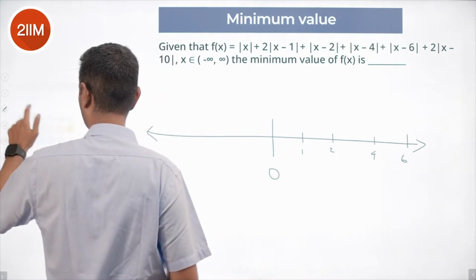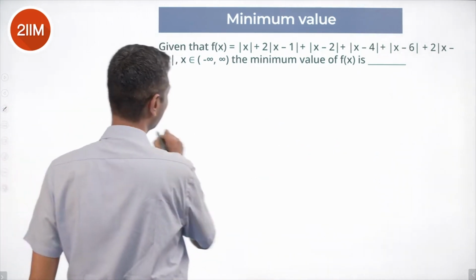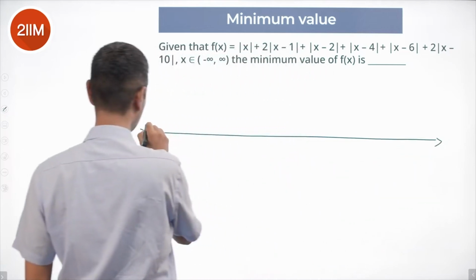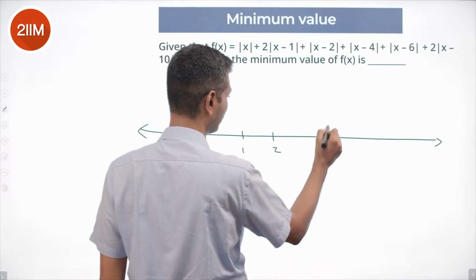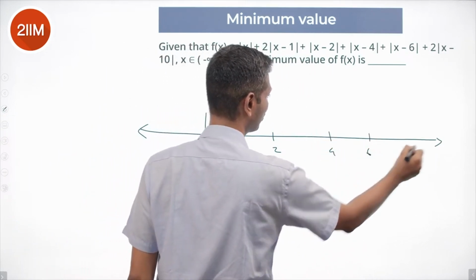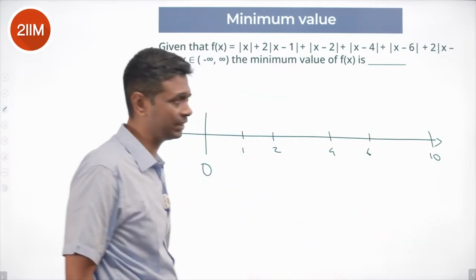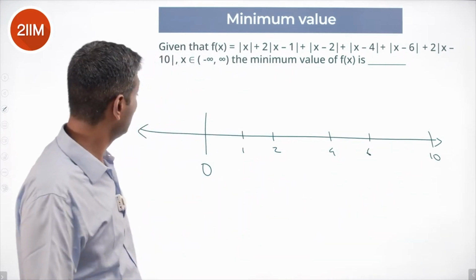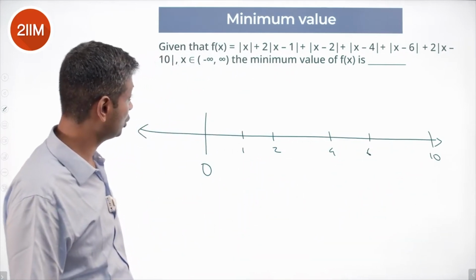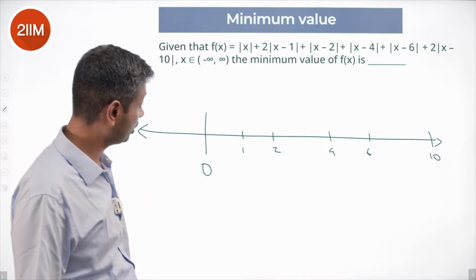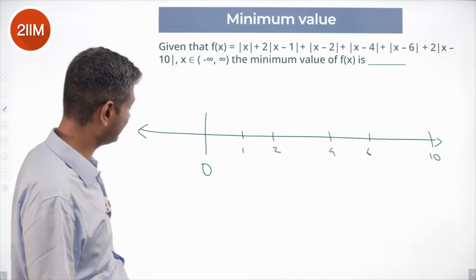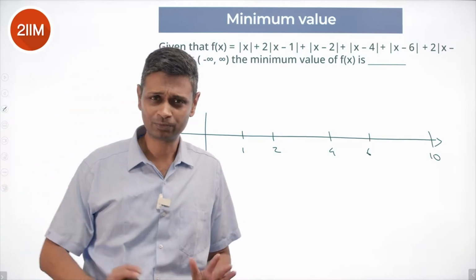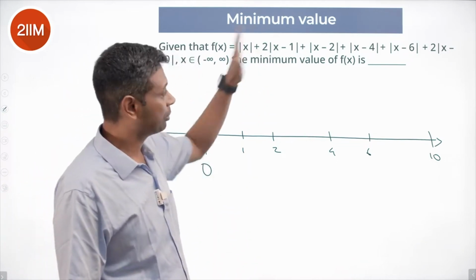So I'm going to erase everything, restart. I thought there was some x plus as well. I'm going to put 0 here. This 1, 2, 4, 6, and 10. Nice. F of x is 2 times modulus of x plus modulus of x minus 1 plus 2 times modulus of x minus 2 plus modulus of x minus 4 plus modulus of x minus 6 plus 2 times modulus of x minus 10. Nice. And so, forget the 2 times part.